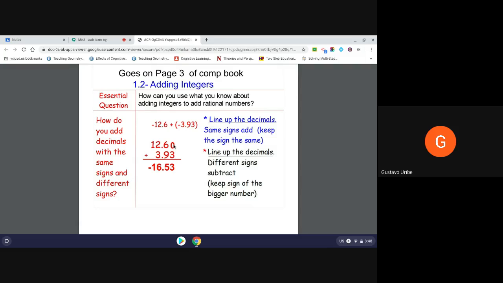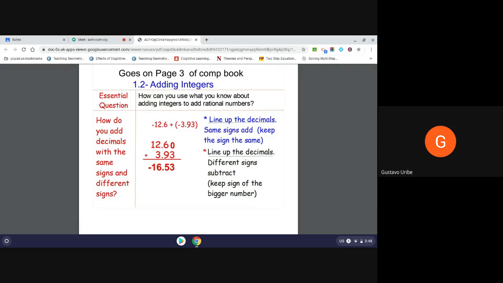3 plus 0 is 3. 9 plus 6 is 15. So 5 goes there. Carry the 1. 3 plus 2 is 5. Plus 1 is 6. And the decimal, I have to bring that down since I lined them up already. And this one just comes straight down. So 12.6 plus 3.93 is 16.53. Now, these were the same signs, so I have to go ahead and keep the sign the same and place a negative there.